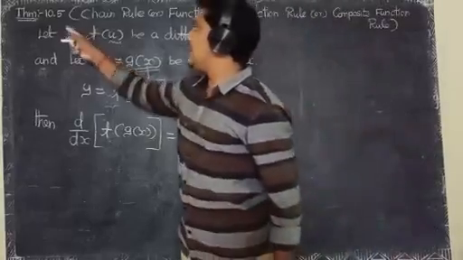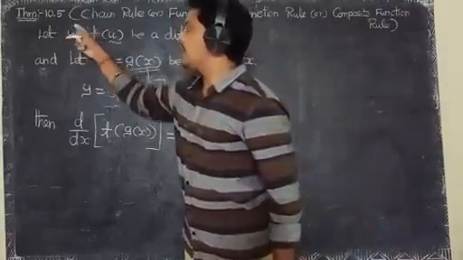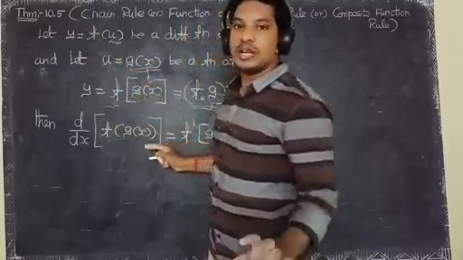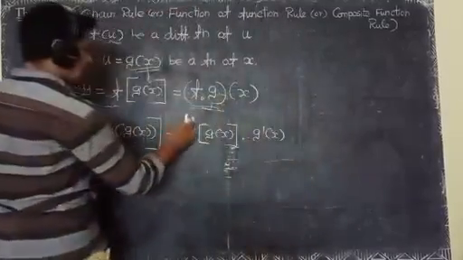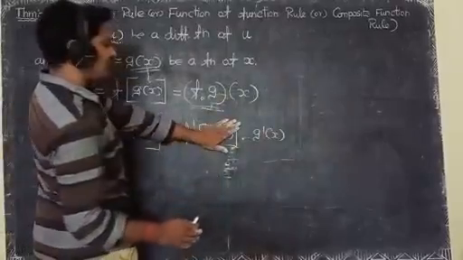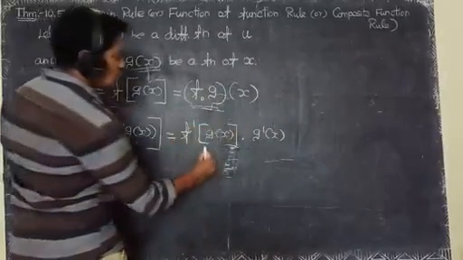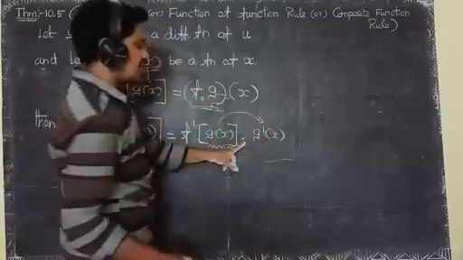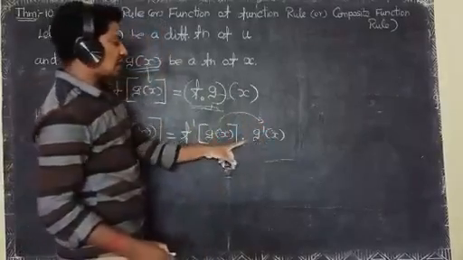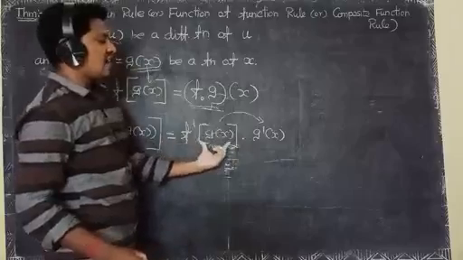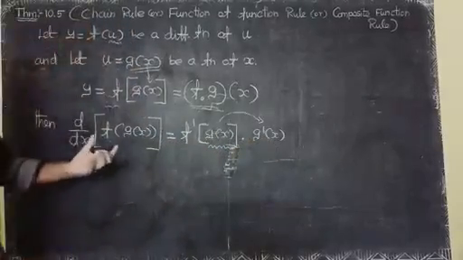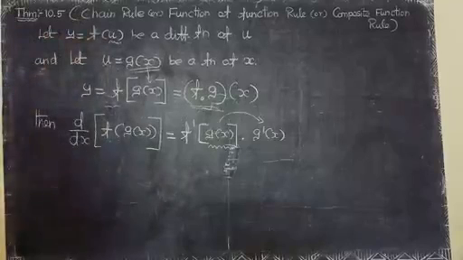Then d by dx of y, that is f of g of x, is equal to f dash of g of x, multiplied by the differentiation of g, that is g dash of x. The resultant is the product of f dash of g of x and g dash of x. This is called the chain rule.